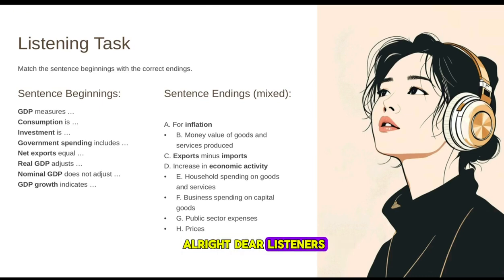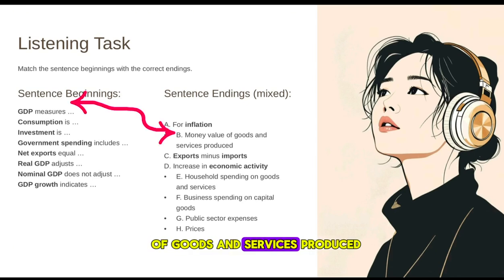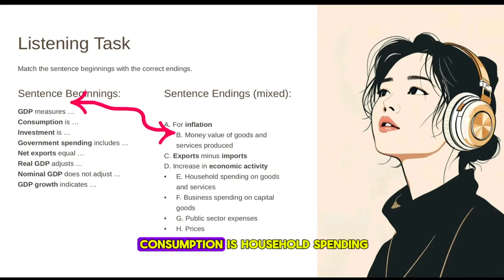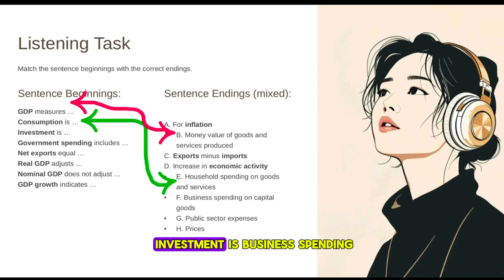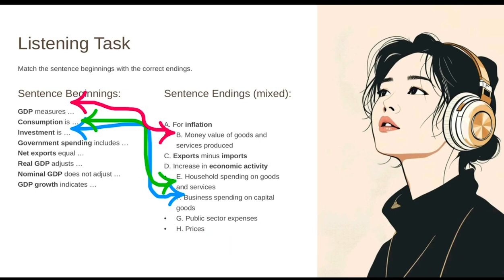Alright, dear listeners, I think it wasn't difficult for you to find the answers. If so, let's check it out together, and the answers are as follows. GDP measures money value of goods and services produced. Consumption is household spending on goods and services. Investment is business spending on capital goods.